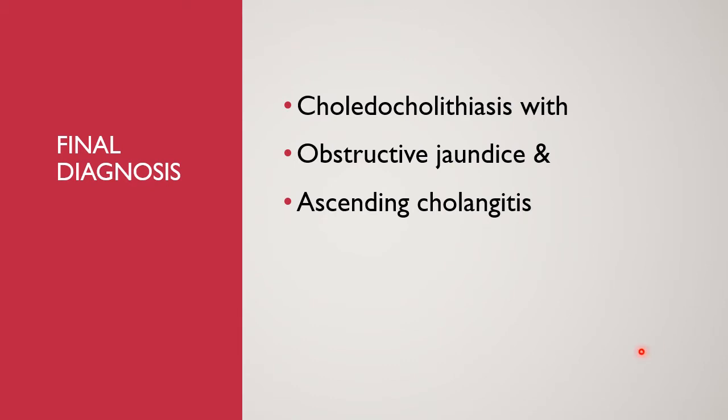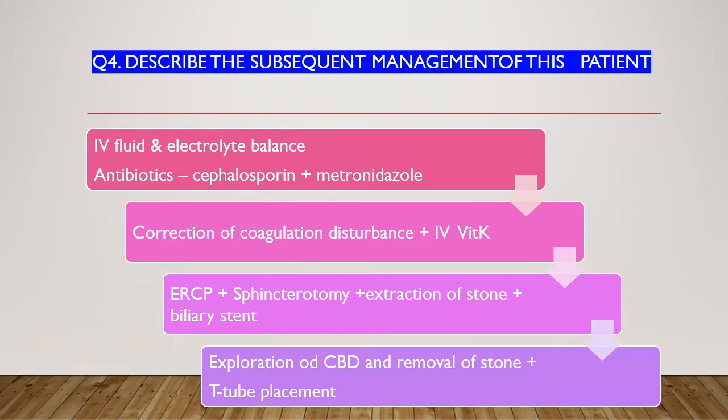So the final diagnosis for this patient, from history, physical examination and investigation, is cholangitis with obstructive jaundice and ascending cholangitis. With this diagnosis, we have to go into the subsequent management of this patient. Management of this patient starts with resuscitation. IV fluids and electrolyte balance must be ensured.